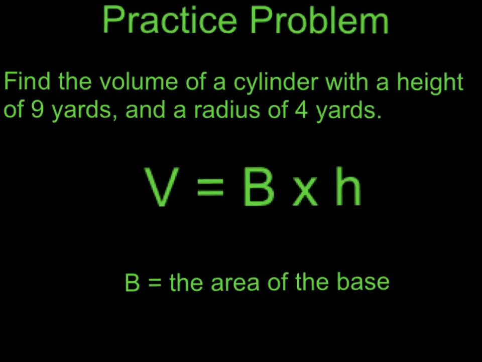Here is your practice problem of the day. Find the volume of a cylinder with a height of 9 yards and a radius of 4 yards. Remember, volume equals capital B, or the area of the base, times the height of the figure.